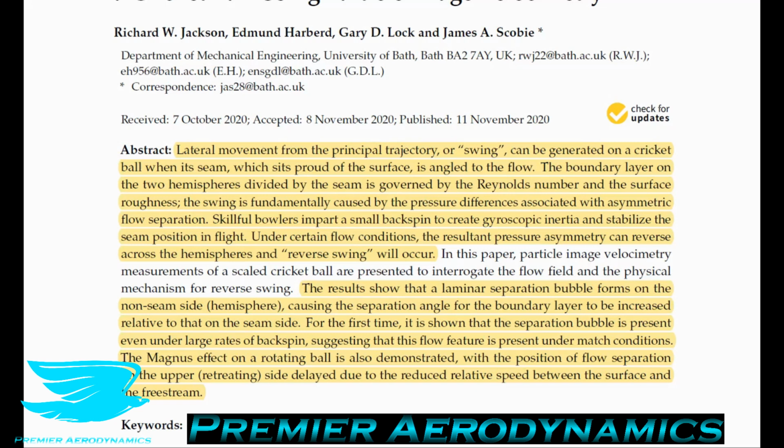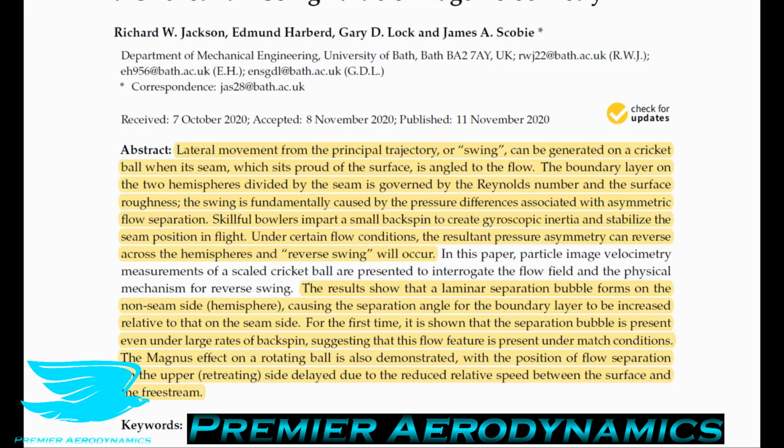Having a different type of flow on each side then results in one side separating before the other. And when you have separation on one side before the other, you get an imbalance in the force, and this causes a swing in the ball. Now, this is a regular conventional swing. Then you get something called a reverse swing.